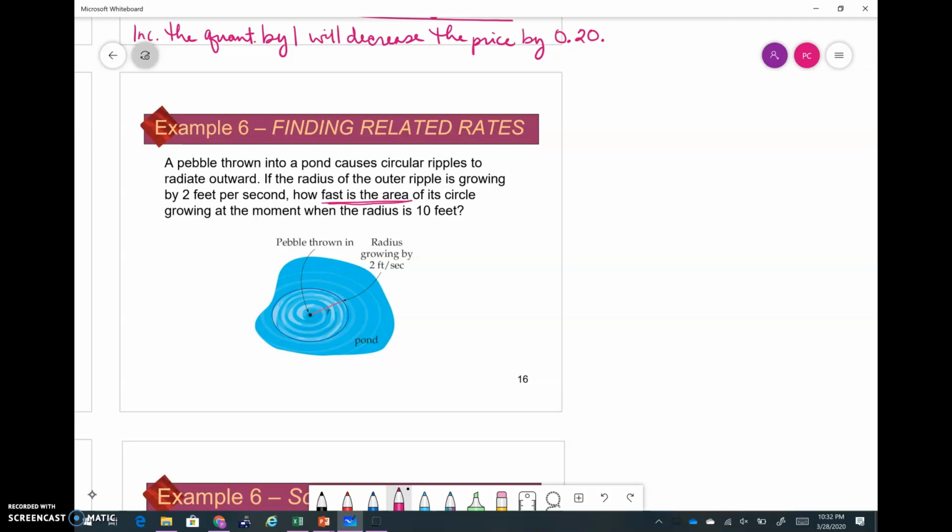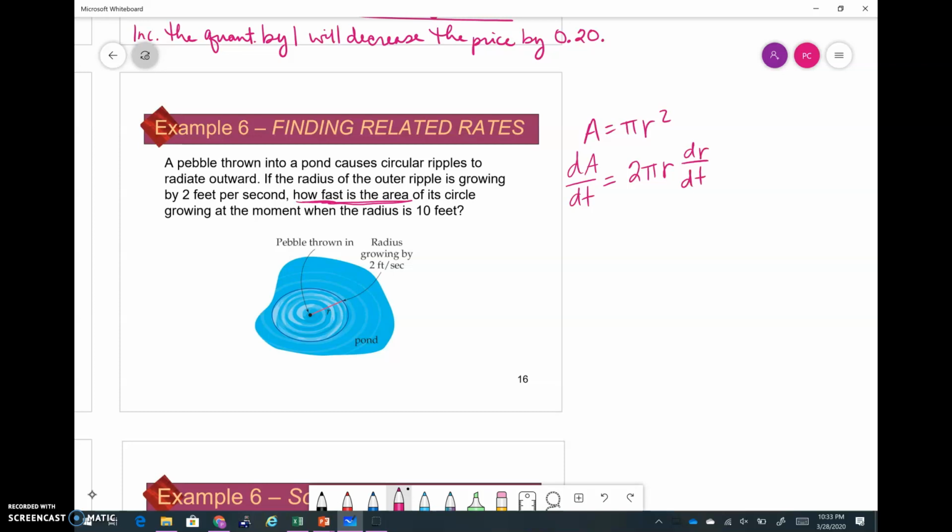So that gives us an equation to start with. The area equation of a circle, A equals pi r squared. And how fast, that phrase right there, how fast is something changing, tells us that we're going to have to take a derivative. And if I take the derivative with respect to time of this function, I end up with dA over dt, because the derivative of A would just be 1, equal to 2 pi r dr over dt.